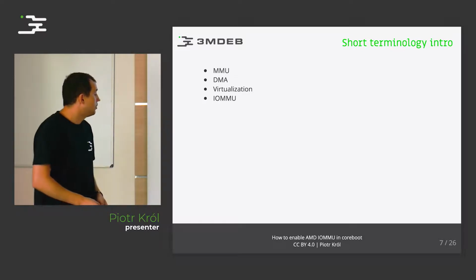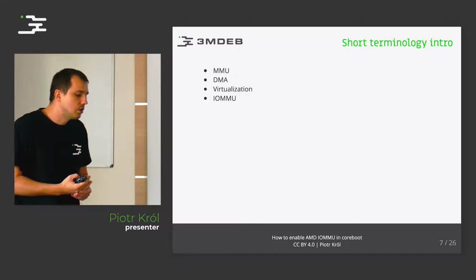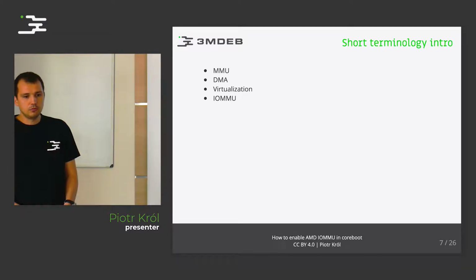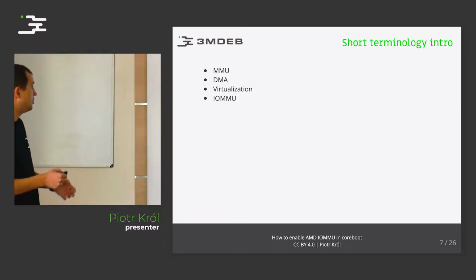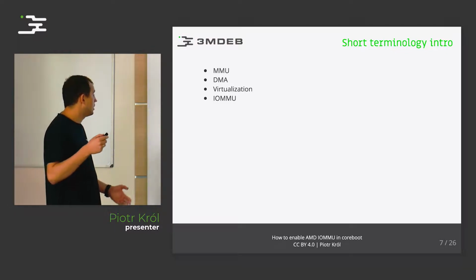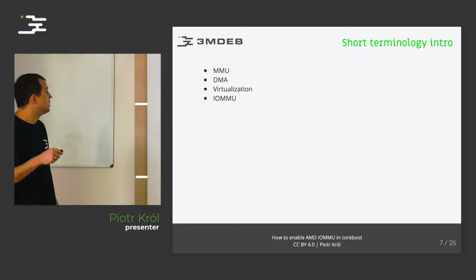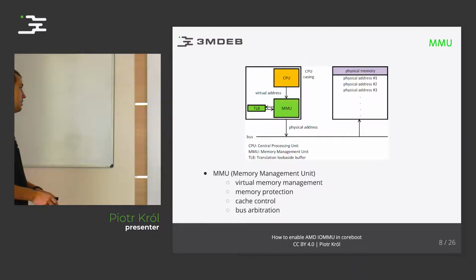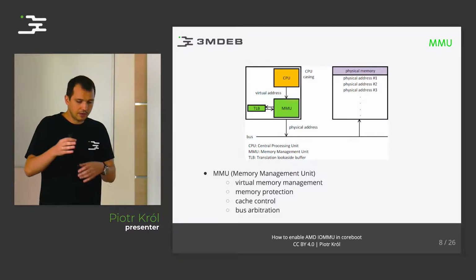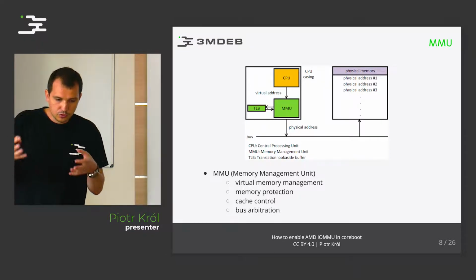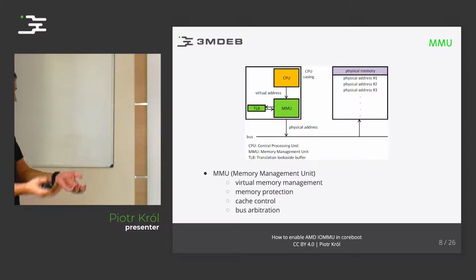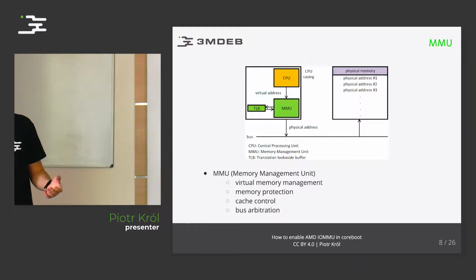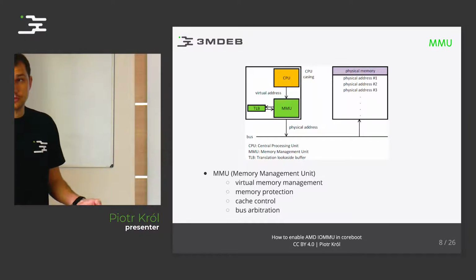Okay, so we should talk a little bit about the terminology, because it's hard to talk without the framework, especially if you are not familiar with what IOMMU is and how it can be used. So basic terms related to our topic are MMU, DMA, virtualization, and IOMMU. So what's MMU? It's quite a complex thing, and there are various levels of using it. There's OS level, there's some hardware support, which is usually quite specific for a given vendor, for Intel, for AMD.